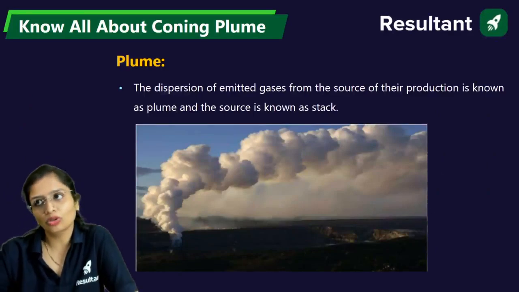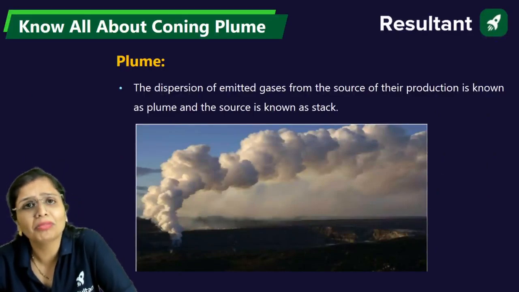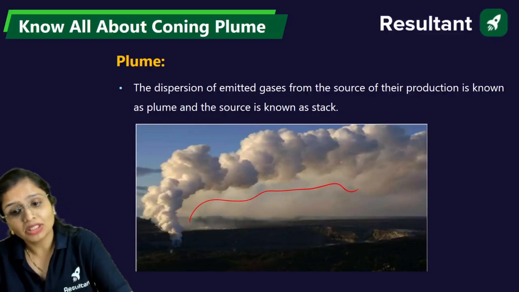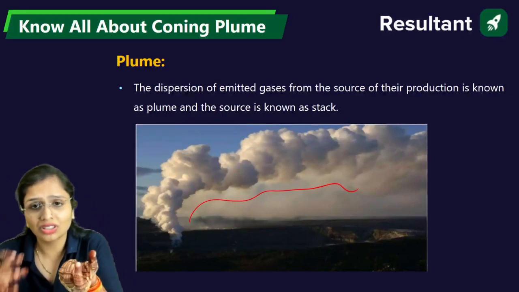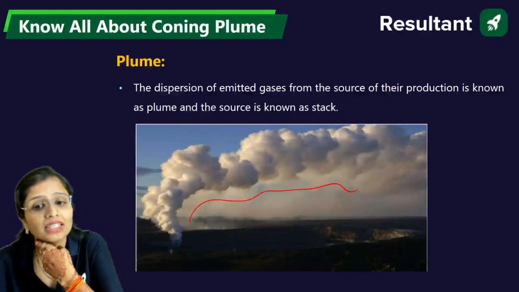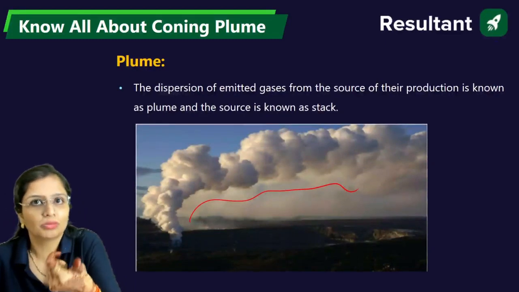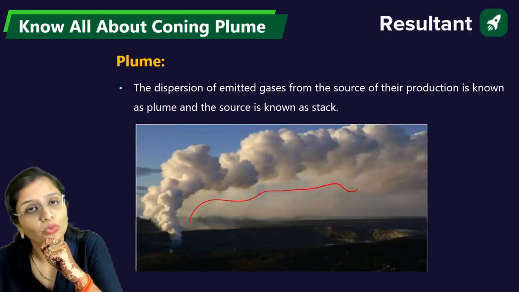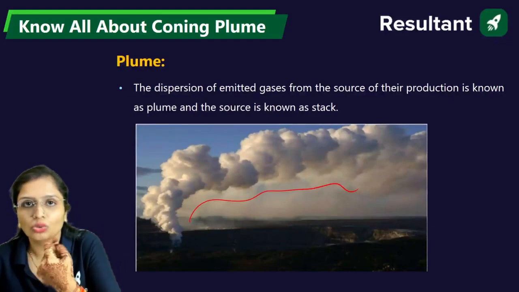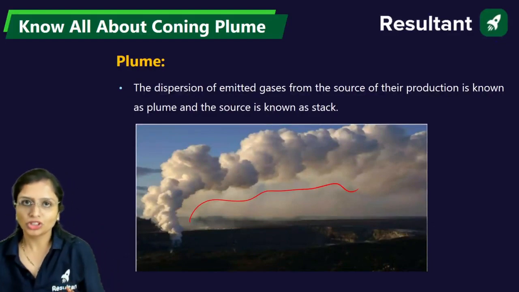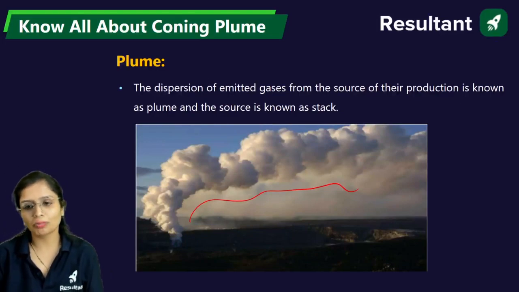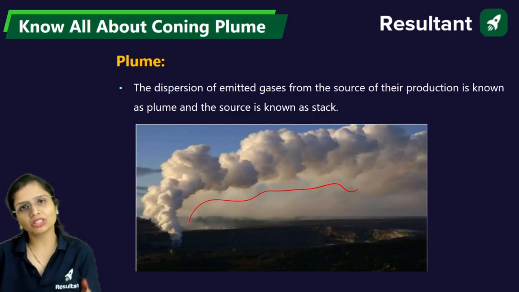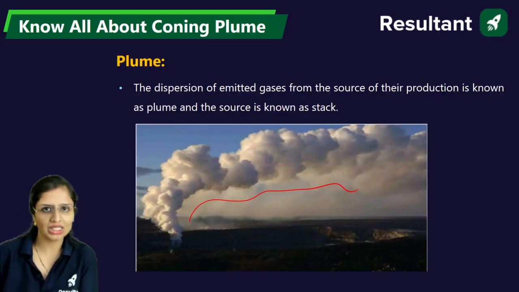And now if I talk about Coning plumes, first I should know what you mean by plumes. As you can check it out in this diagram, the dispersion of the gases from the source of the production is known as plume. And the source, let us suppose it is getting emitted from the chimney, that will be known as the stack. So the source is known as stack. The dispersion of the emitted gas from the source of the production, you will call it the plume, and the source you call it a stack. That's why in some places you see that they call the chimney also a stack.